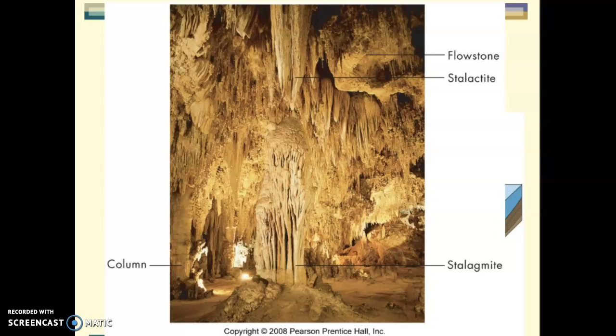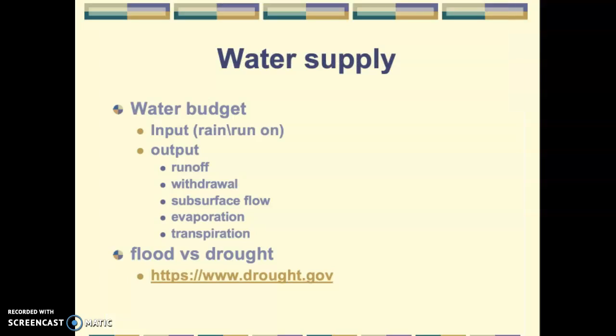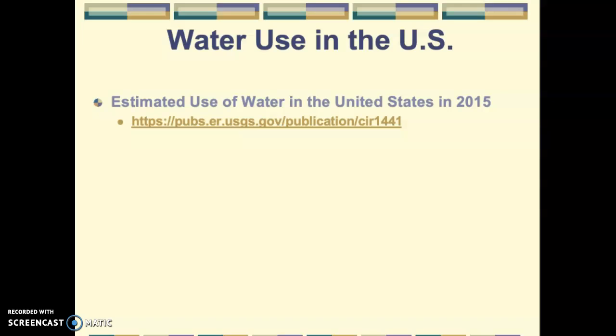So the last few slides we have are about water supply and water use in general. We've already mentioned the input from rain and the output from runoff, withdrawal, etc. If there is a drought, that just means that we're not getting the normal amount of rain. Some areas just have a low amount of rain anyway, and if they go into a drought, things can get really desperate.